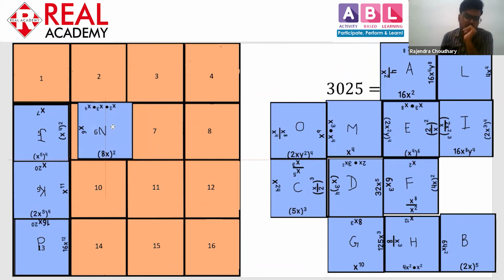Are you sure? This is double power, no? x raised to 4 raised to 2. So powers will get multiplied, not added. So this is not the solution for this, okay?